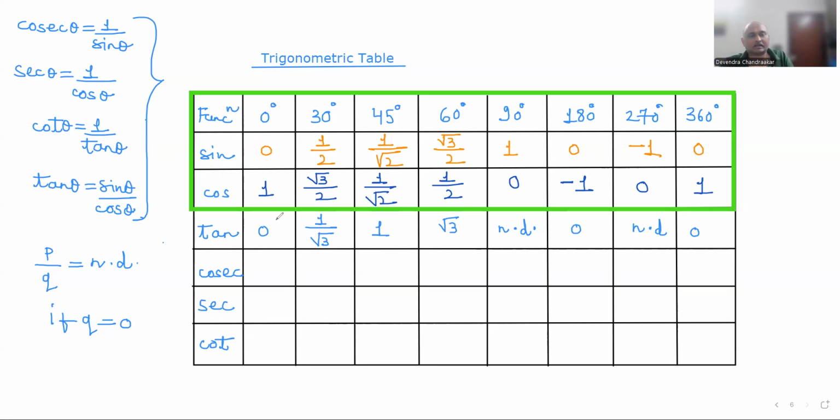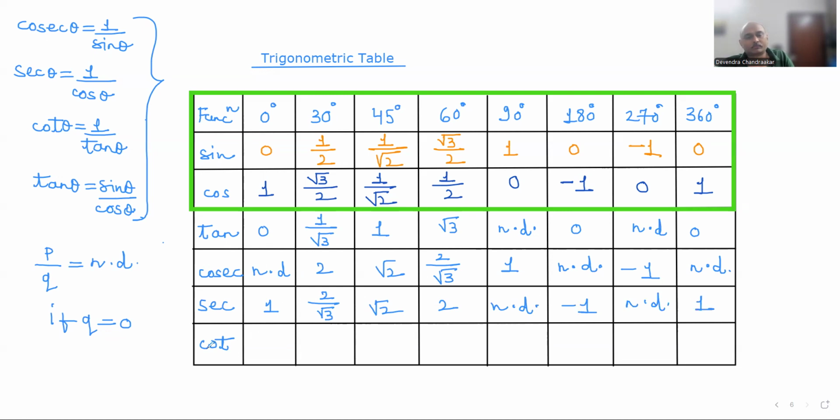Cosec is 1 upon sine. So it is 1 upon 0. This is not defined. This is 2. This is root 2. This is 2 over root 3. This is 1. This is not defined. This is minus 1. This is not defined again. Anything in the denominator which is 0, the fraction is not defined. Sec is 1 upon cos. It's 1. It's 2 over root 3. It's root 2. It's 2. Not defined. Minus 1. Not defined. And 1.